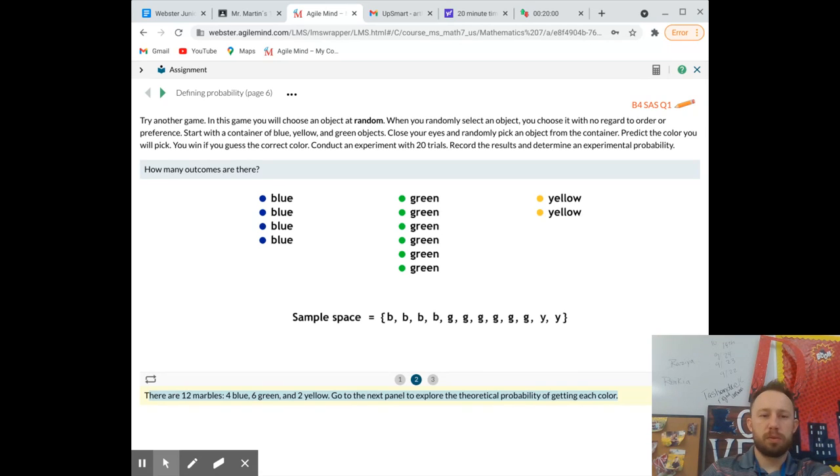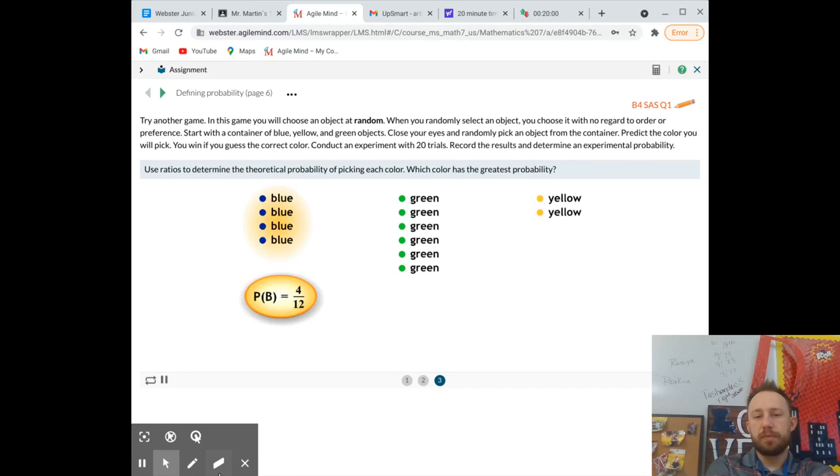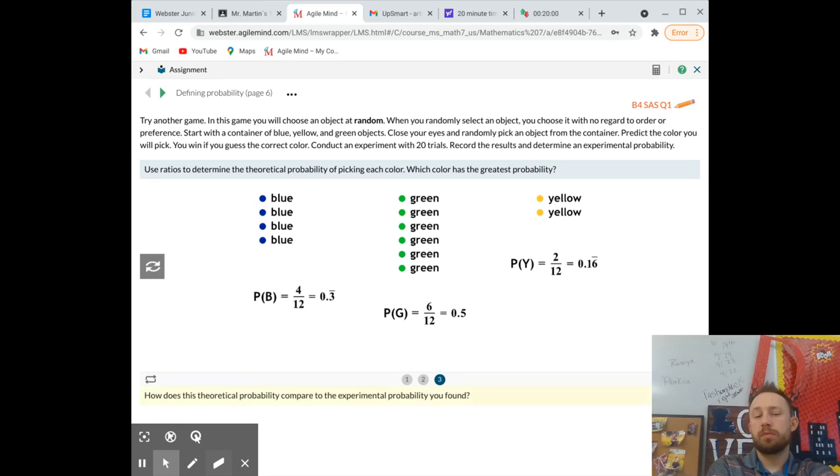All right. So, Eli, what would be the theoretical probability that we would get a yellow marble? 2 over 12. All right. And why is that? Because there were 2 yellow marbles. Correct. All right, so let's check our work and see if we got it. Now they went ahead and divided and got the decimal value of that. Could we have done that as well? Yeah, definitely.